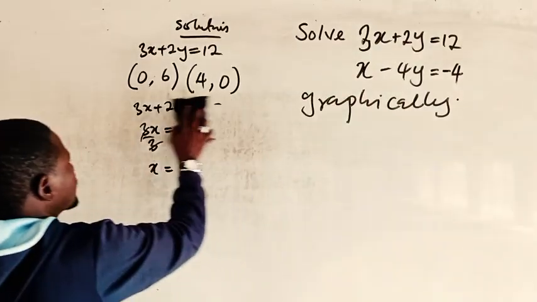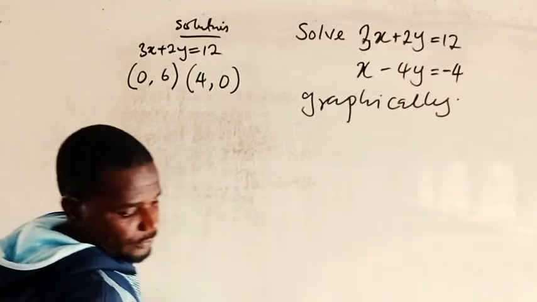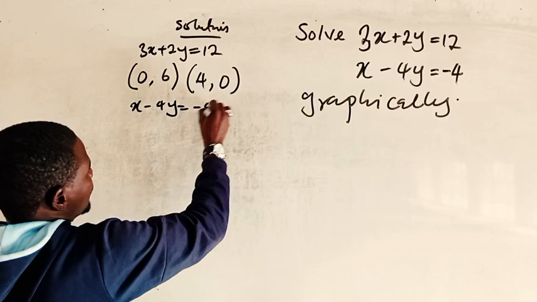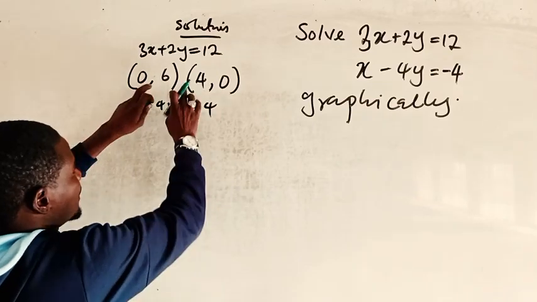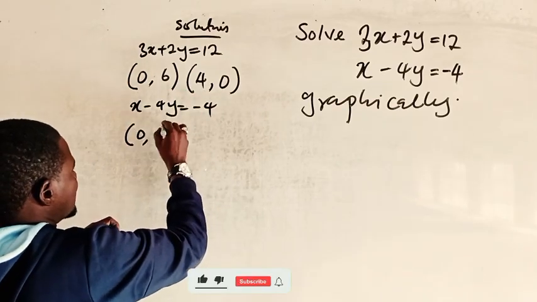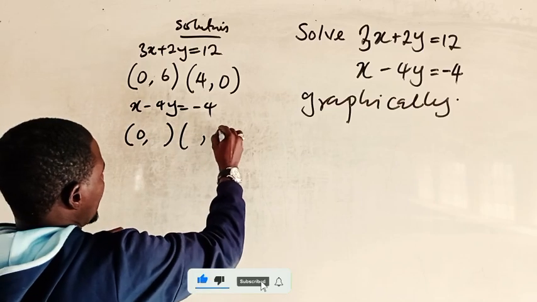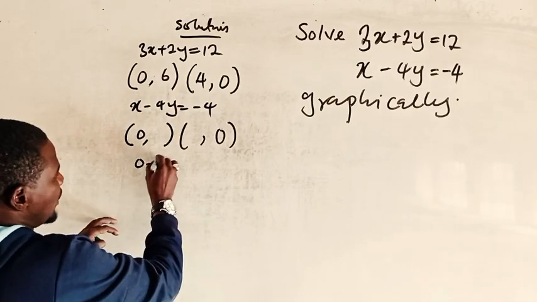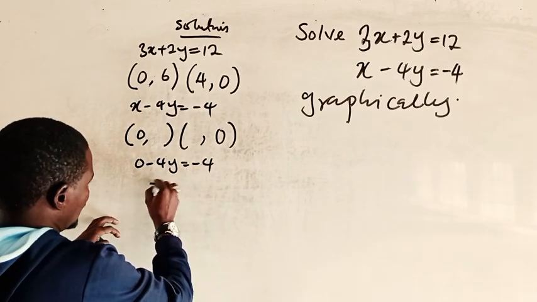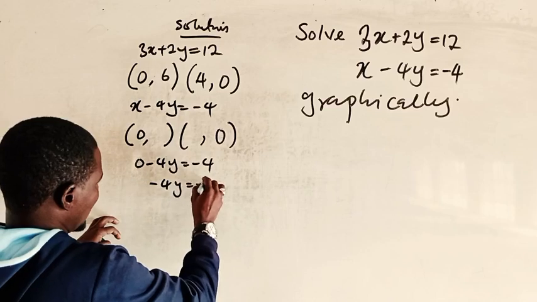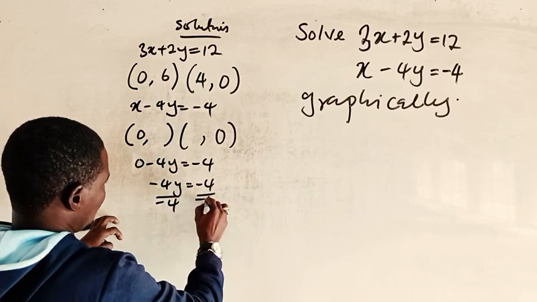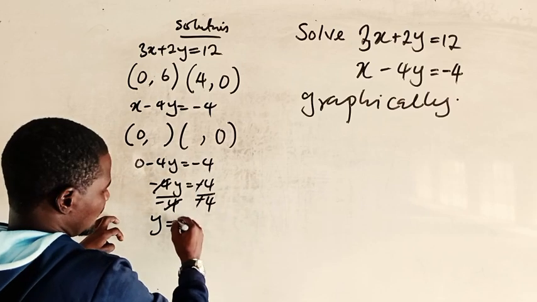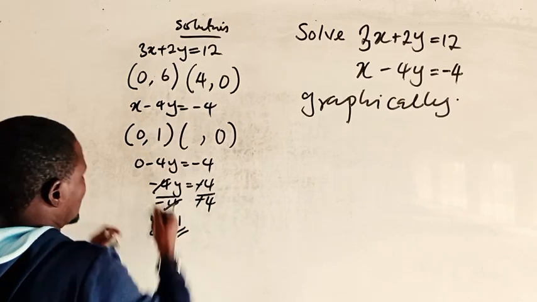Now we'll move to the next equation. So the next equation is going to be x minus 4y equals to minus 4. Same thing, we take this to be like when x is 0, y is something, then x is something when y is 0. So we consider x to be 0 for this equation. So we have 0 minus 4y equals to minus 4. Automatically we have minus 4y equals to minus 4. Divide both sides by minus 4, cancel minus 4, then y equals to minus 4 divided by minus 4, which is just 1. So this place now is 1.